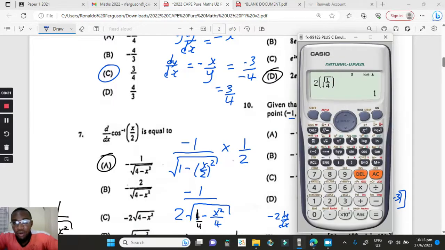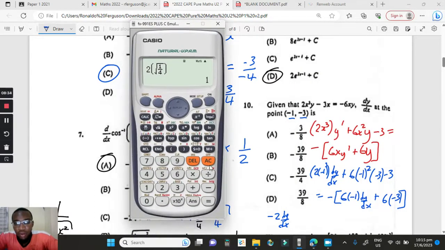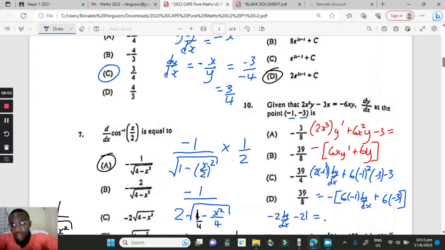Then now we're going to work out 6 times negative 1 squared times negative 3, and then we subtract our 3, and what we're getting is negative 21. So minus 21 equals negative of, work out all of this now, negative 6 times minus 1 is negative 6, but negative and negative become positive 6 dy dx. Then 6 times minus 3 is negative 18, and then negative of negative 18 is positive 18.